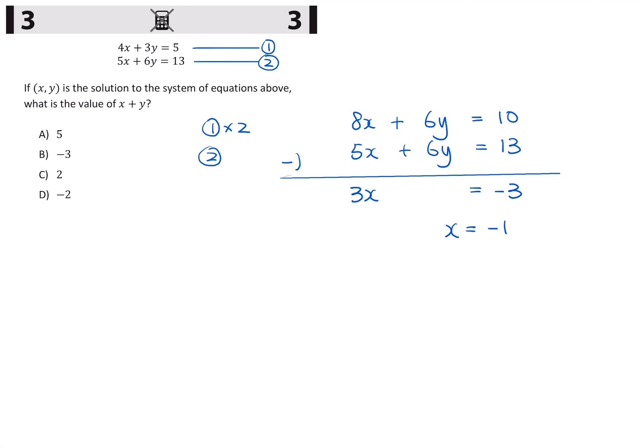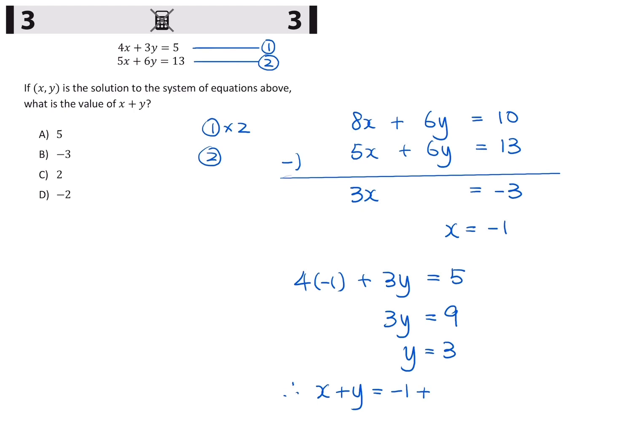Putting this new information, x equals minus 1, back into the first equation, we get 4 times minus 1 plus 3 times y equals 5. Moving the negative 4 to the other side, we have 3y equals 9. Dividing both sides by 3, we get y equals 3. Therefore, x plus y equals minus 1 plus 3, which is 2. So the answer is C.